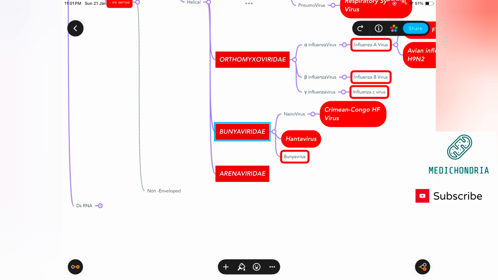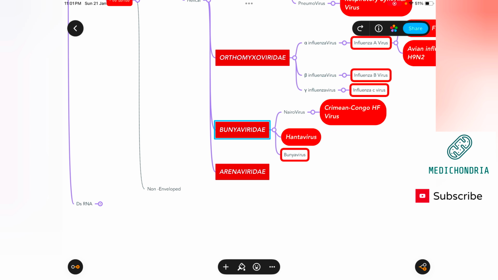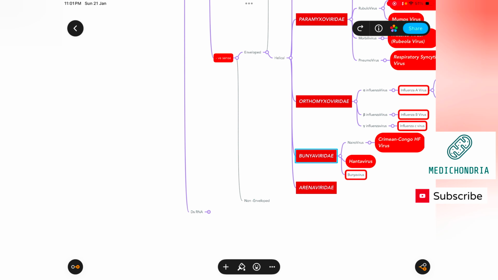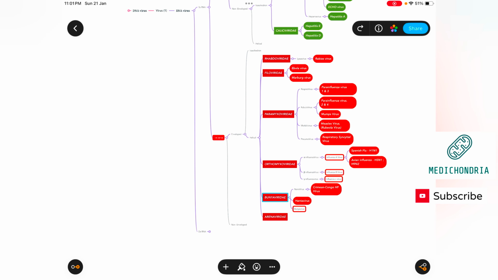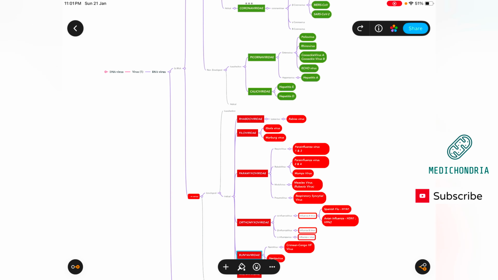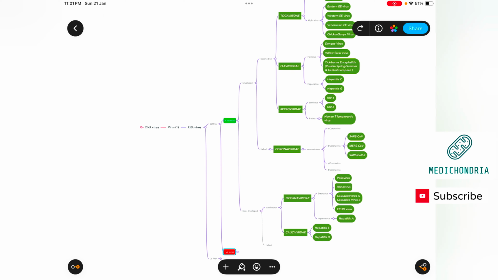And we got Arteriviridae. Nothing much important in that too. It's not clinically important. And that's it. We are done with the negative sense. Negative sense is much easier actually than the positive sense. So let's just minimize everything.